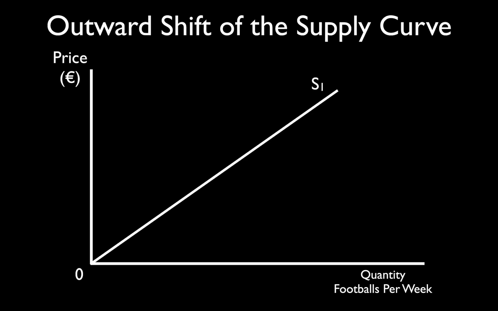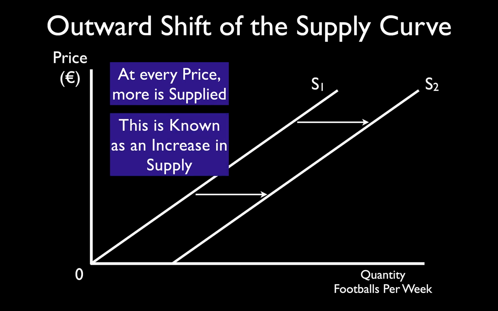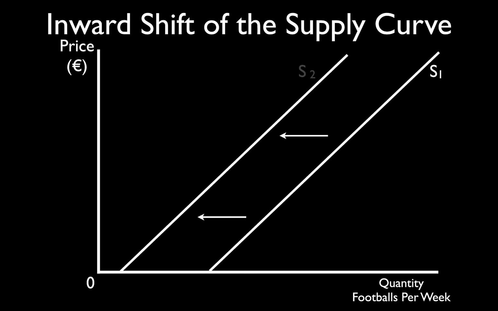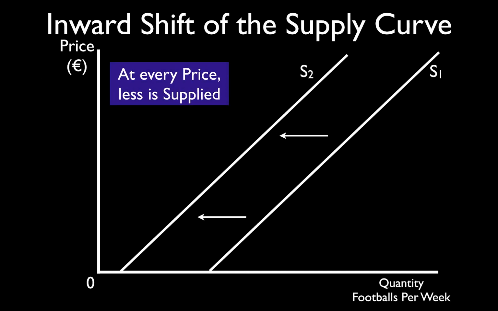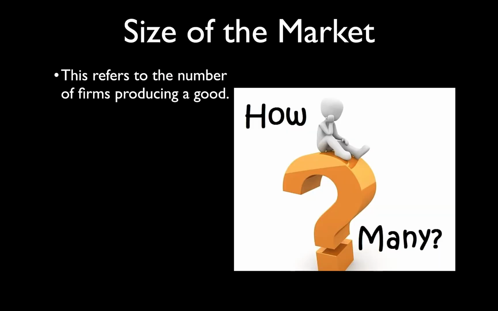Now, to remind ourselves of what an outward shift of the supply curve is. What this means is that the supply curve itself entirely shifts to the right. At every price more is supplied, and this is known as an increase in supply. On the other hand, an inward shift of the supply curve means that at every price less is supplied, and this is known as a decrease in supply, and this is a leftward shift. The entire supply curve shifts to the left.